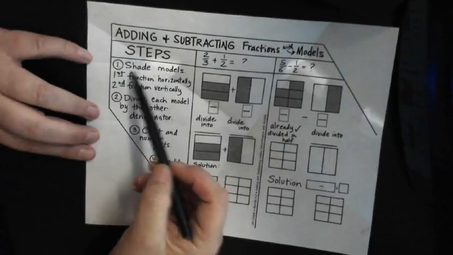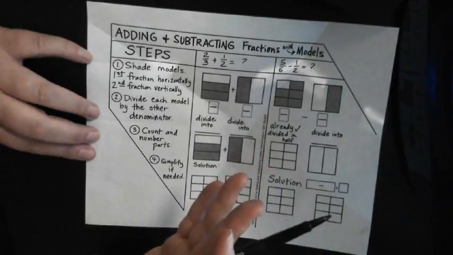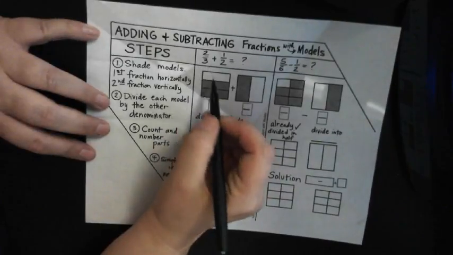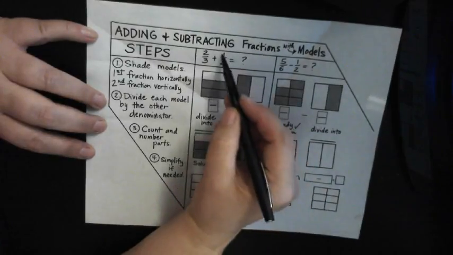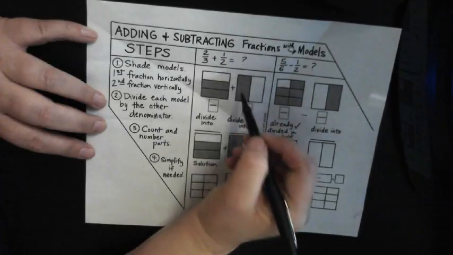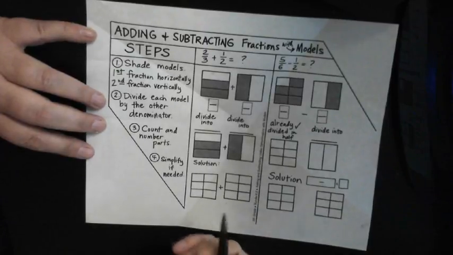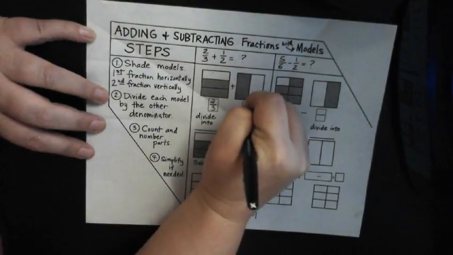So let's look and see what these would be. Here are our steps. First, we're going to shade the models. In our case, they're already given to us. If we need to shade them ourselves, then you just do what it says. So here it says 2/3, then I mark off 3, and I've got 2 of them shaded. And then the second one is 1/2. I marked off 2, and only 1 of them is shaded. You must remember, just like when we were doing decimals, that one of them goes up and down all the way, one of them goes side to side all the way. All right, now we've got 2/3 and 1/2.